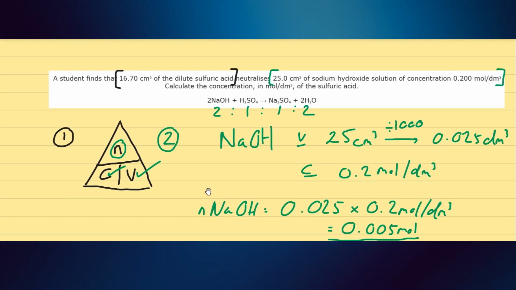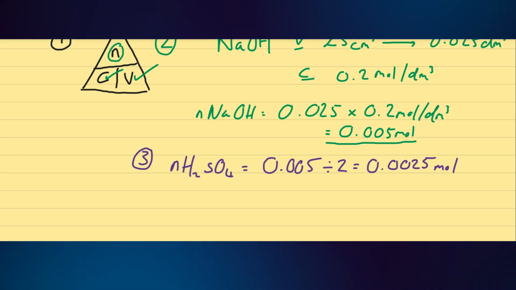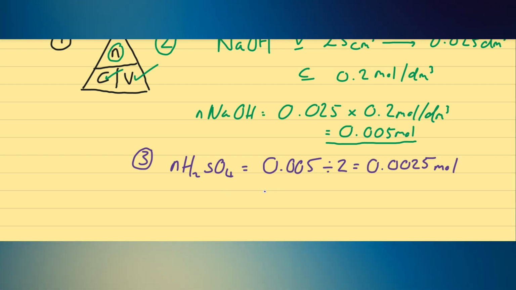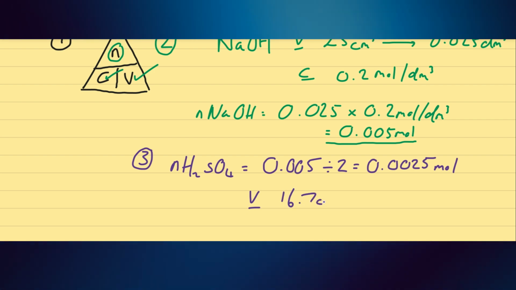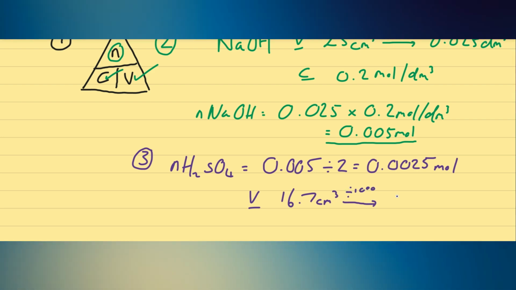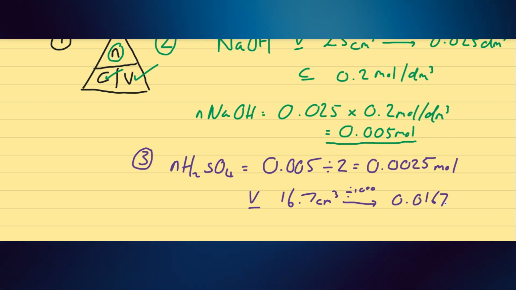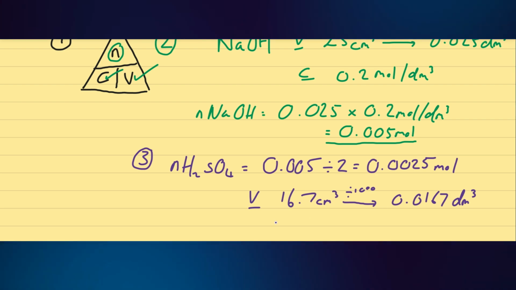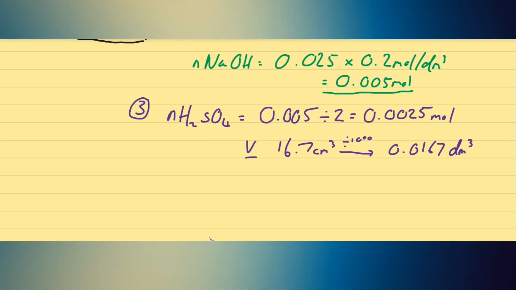Well, I have 16.7 centimeters cubed. So my volume is actually 16.7 centimeters cubed. I don't like that number because I want it in decimeters cubed, so I'll divide that by 1,000 to give me 0.0167 decimeters cubed.